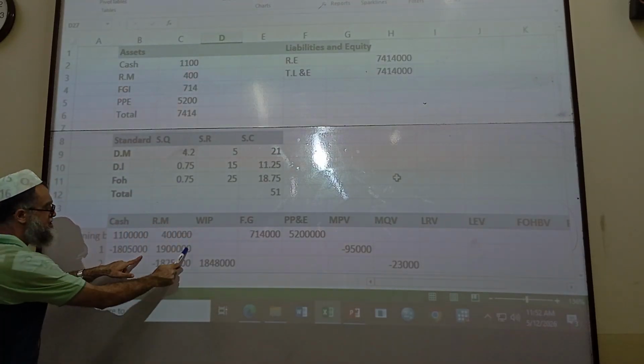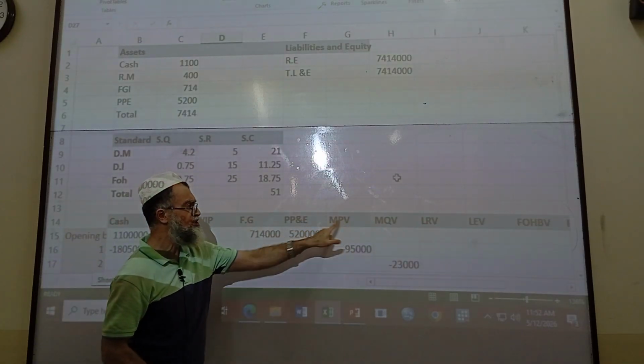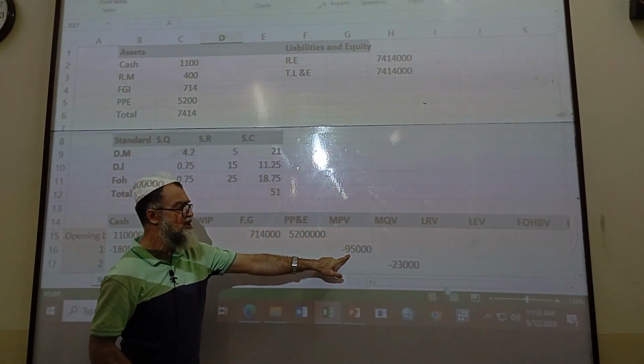Okay, so now this is the standard, this is actual. You need to find out the variance, which is the first variance, which is called material price variance. So this is the first variance.